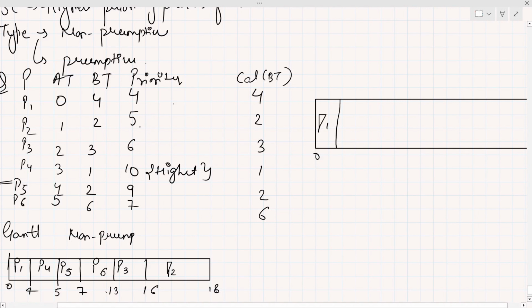And how much time will P1 get the CPU? Only one. Why? Because when the arrival time becomes 1, we have one more process available in the queue, which is P2. Initially one process, which is P1, now P2. Two processes are available in the queue, so we have to select between these two processes. P1 executes only once, so the burst time left is 3.